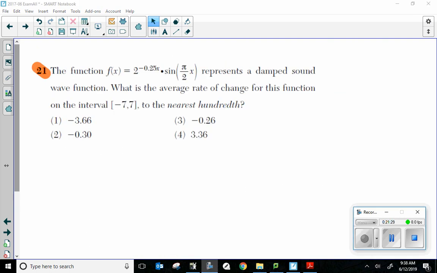Number 21 takes a very simple math concept and puts a very complicated equation in there, but you just use your calculator to do all the math, okay? This one isn't really bad. It just takes a little bit more typing in the calculator.